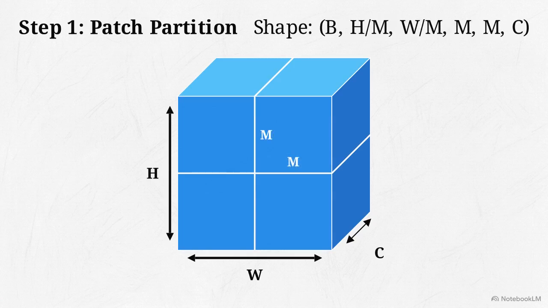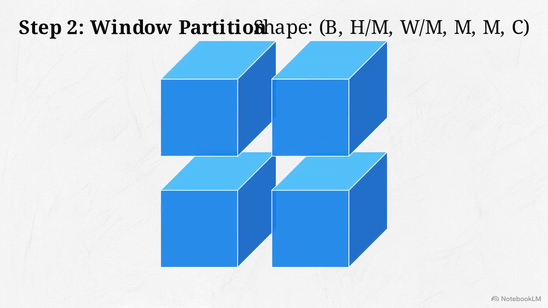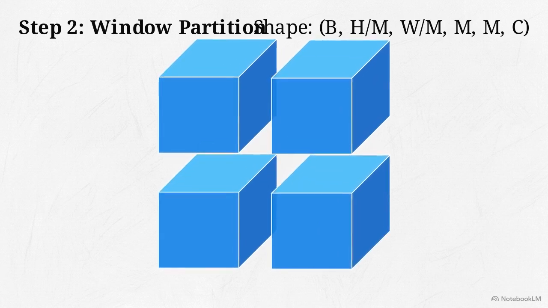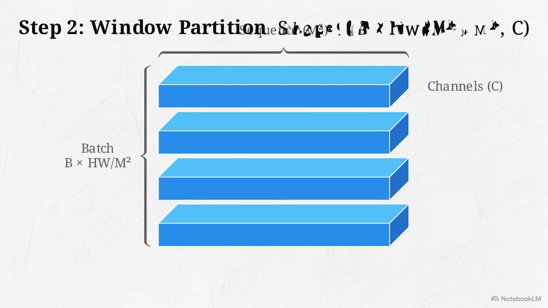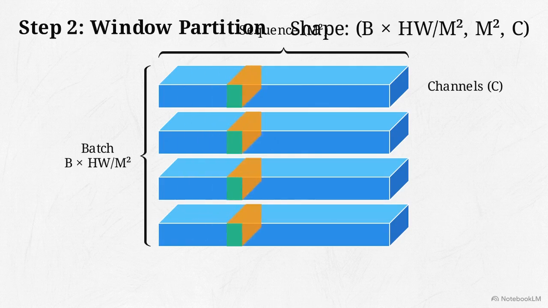The tensor separates grid and window coordinates, expanding into 6 dimensions: b, h over m, w over m, m, m, and c. Step 2, window partition, is the critical operation. The batch, grid height, and grid width dimensions are flattened together into a massive megabatch. This produces the effective 3-dimensional sequence shape fed into attention: b times hw over m squared, m squared, and c.